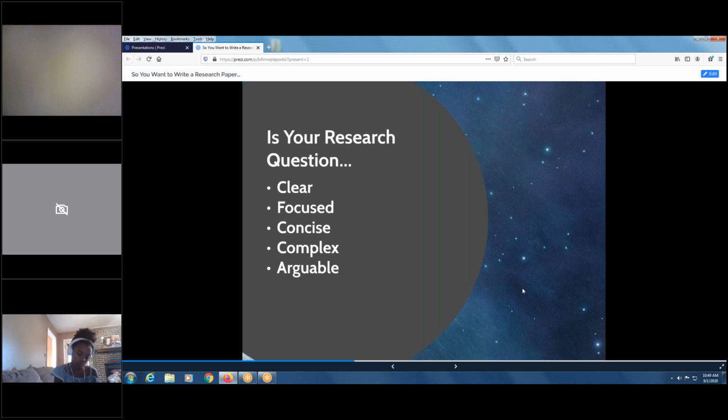And the next question is, is your research question focused? You want to make sure that your topic is narrow enough that you can cover it thoroughly in your paper. So for example, if your teacher has assigned a 5-page research paper, you want to narrow your topic enough that it can be covered thoroughly in 5 pages. So it has to be pretty narrow. Can't really fit a lot in 5 pages.